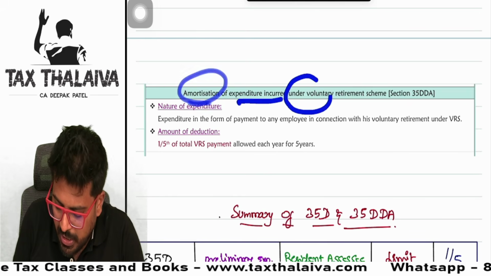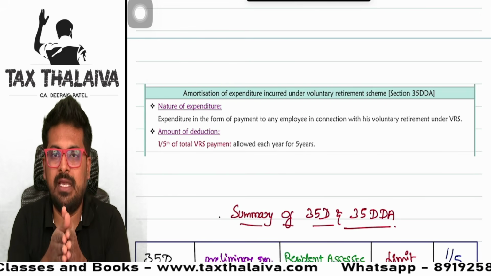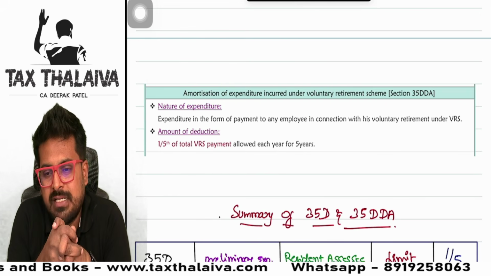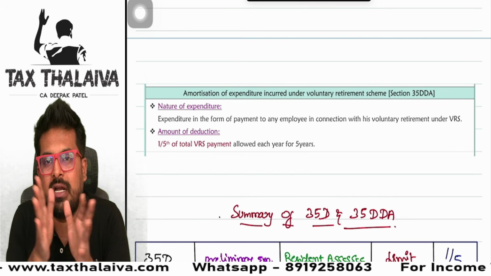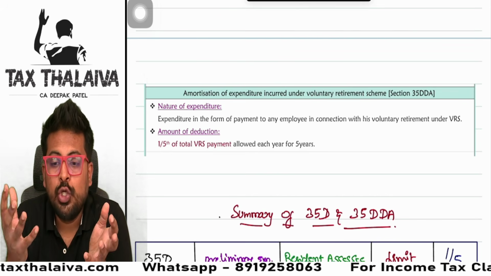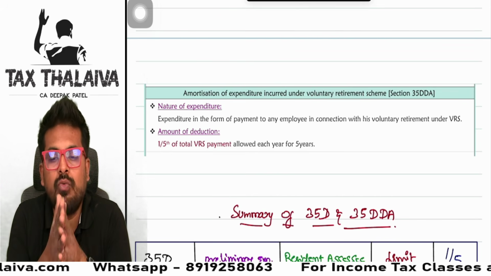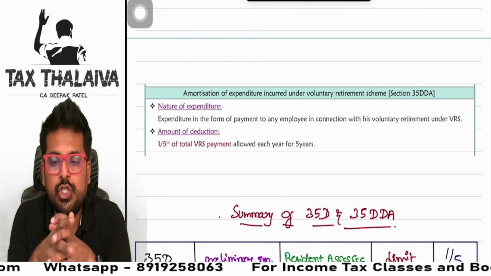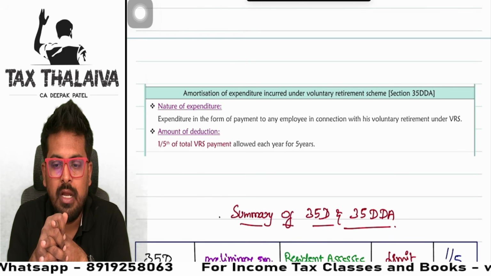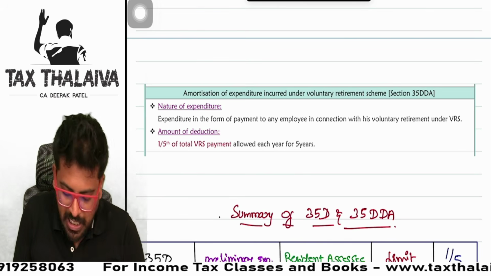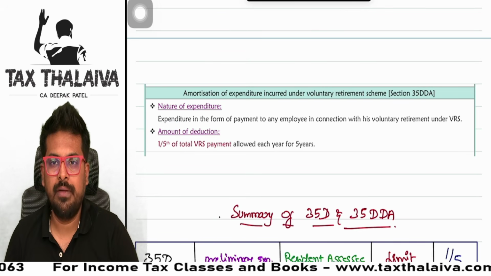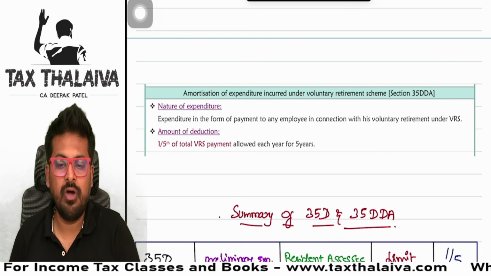Amortization of expenditure incurred under voluntary retirement scheme. Guys, what is voluntary retirement scheme? A lot of times you give an opportunity to the employee to retire voluntarily. And if they retire, you have to compensate them. That is called voluntary retirement scheme amount, which you pay as an employer. If you pay any kind of voluntary retirement expenditure, that is also allowed 1/5 only. 1/5, 1/5, it will be allowed for 5 years.